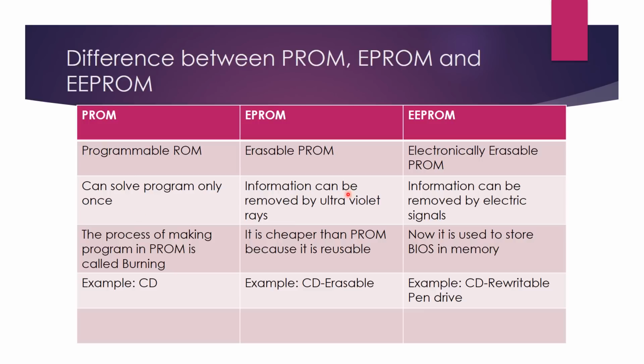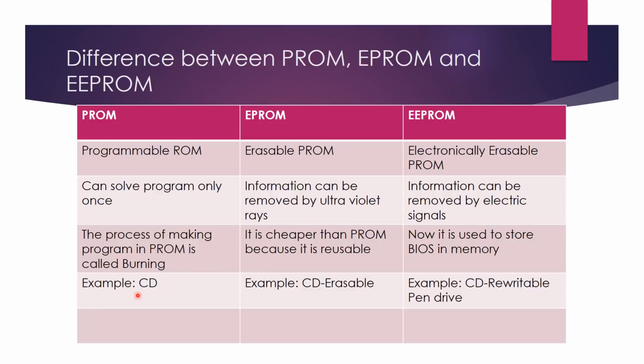But in EPROM, we can erase the instructions through ultraviolet rays, but just once, maybe twice and thrice as well. But it is expensive to write information, and we need ultraviolet rays to remove the data. In EEPROM, information can be removed by electric signals. In PROM, the process of writing a program is called burning. Means whatever process we follow to store instructions in the PROM is called burning.